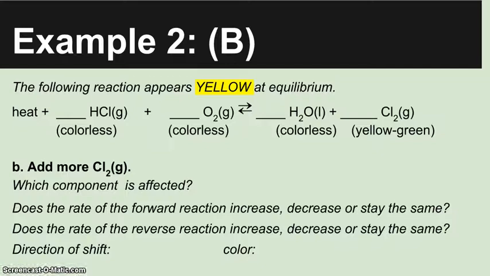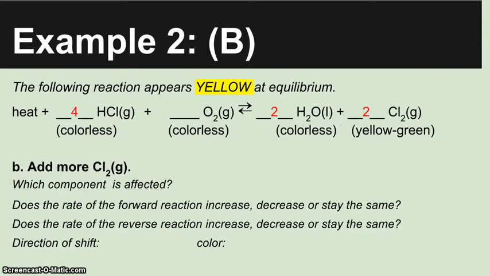Let's try another example. This is adding more Cl2. This is example B. Again, I'm going to get my reaction balanced. So adding more Cl2, which component am I affecting? In this case, Cl2 is a product, so I'm going to affect the Cl2 in this reaction.